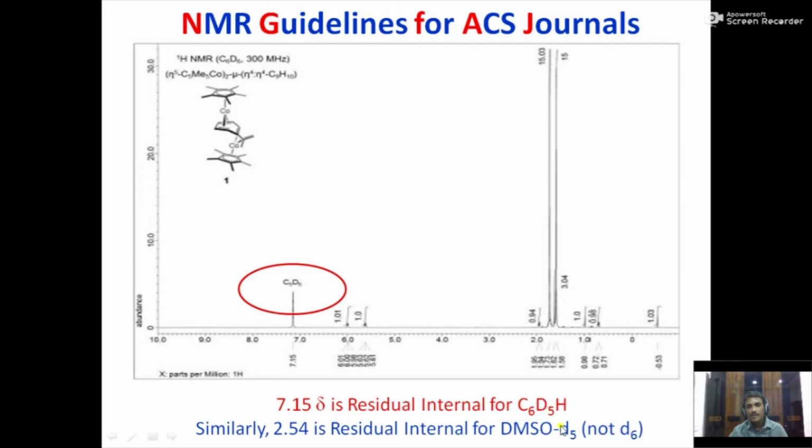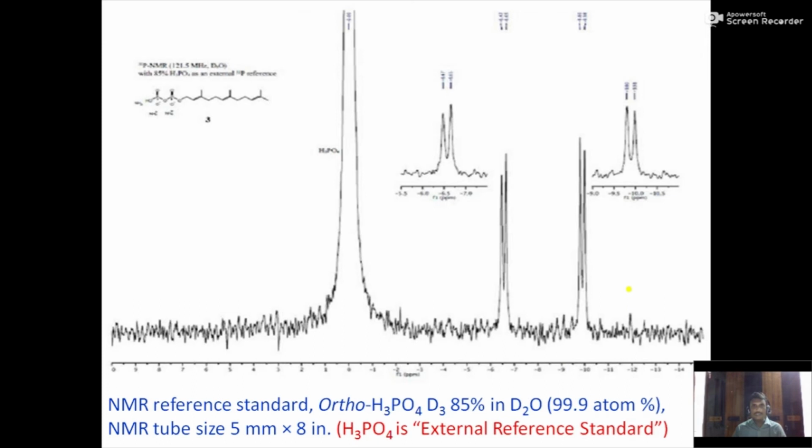Similarly, when you are using DMSO, then due to the DMSO we are getting a peak at 2.54. You can use that peak as internal standard, and you don't have to add TMS additionally. Tetramethylsilane, there is no need to use tetramethylsilane again. Next slide we will see.